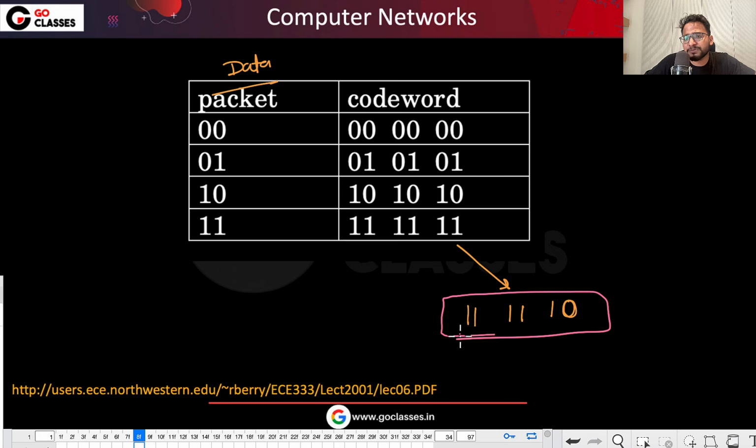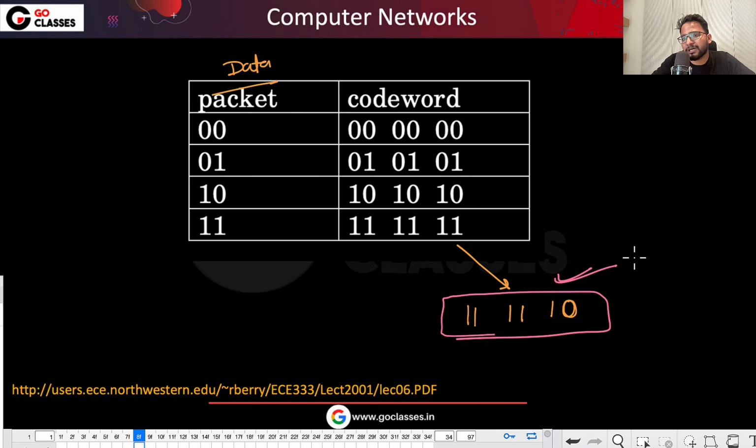It is possible the original could be 1 0 1 0 1 0, and the error could be in these 2 bits. The error could be anywhere, that's okay, but the error is there. If these three are not equal, then I know an error is there. That's my only concern. So if I'm repeating the data, then I can detect the error.